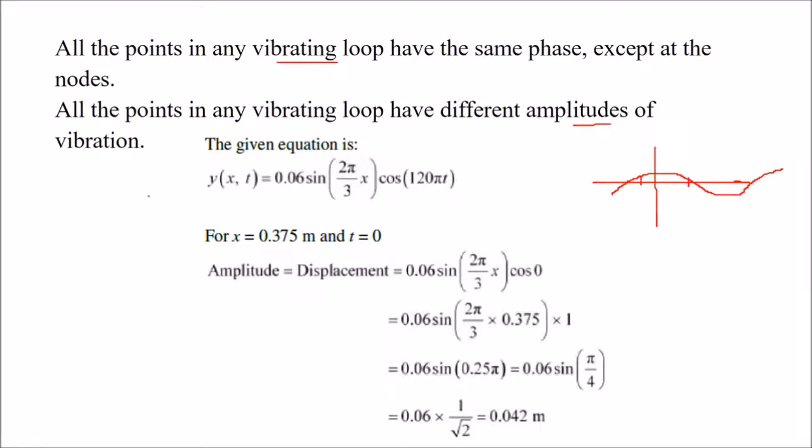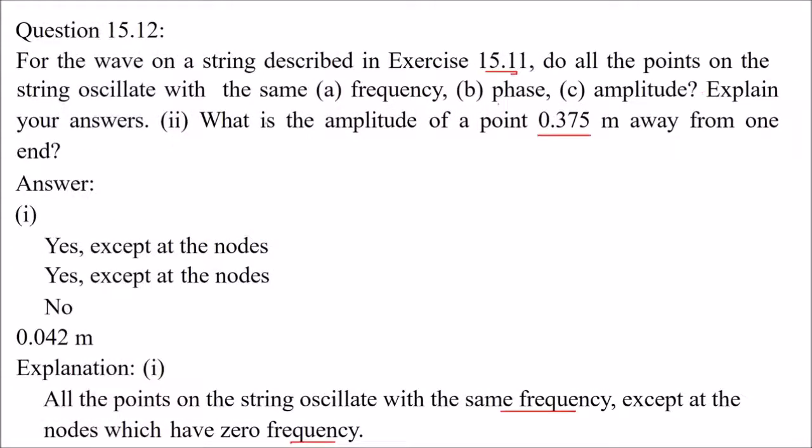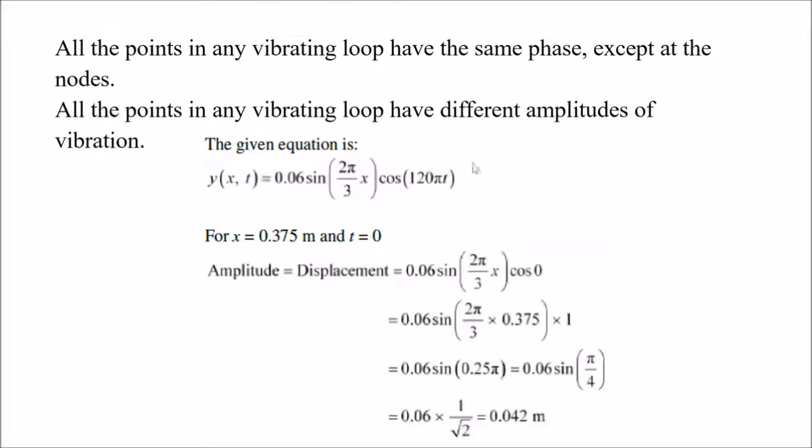Then the equation, which we got from exercise 15.11. Because the question is given, what is the amplitude of the point 0.375 meter away from one end? So we have to find the amplitude when x is 0.375. The given equation was y(x, t) equal to this. So let us put x as 0.375 and t equal to 0.